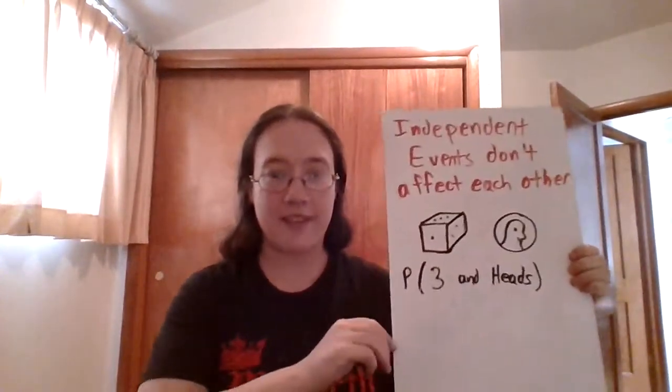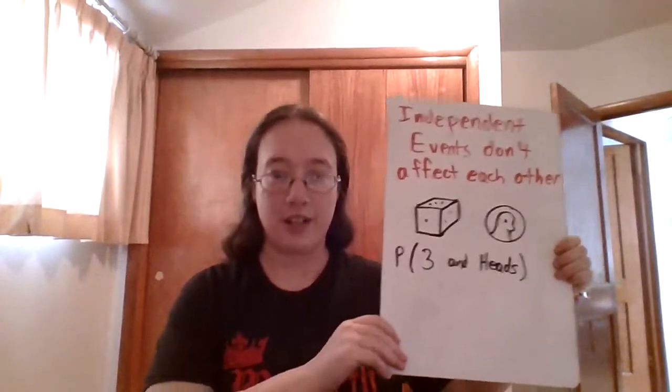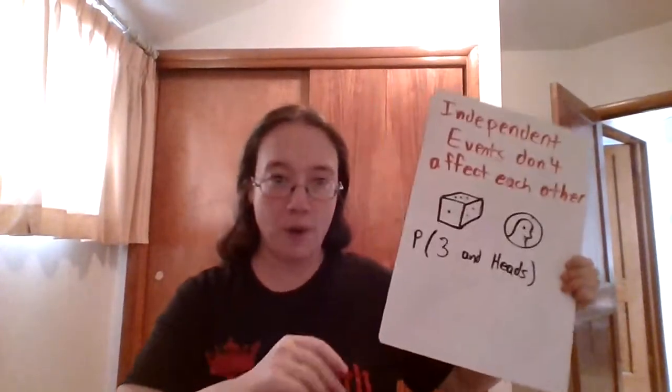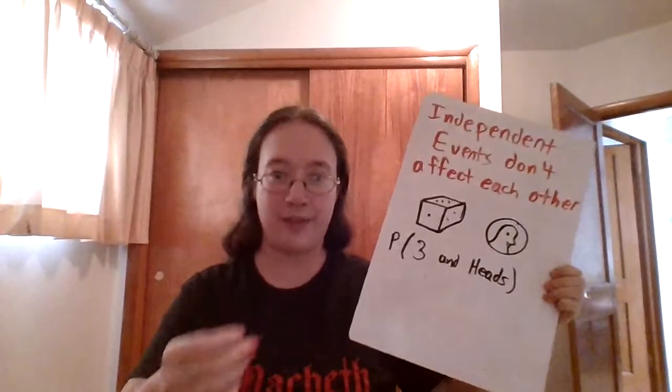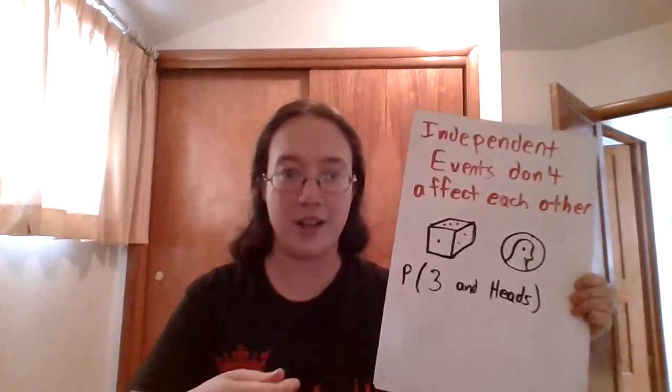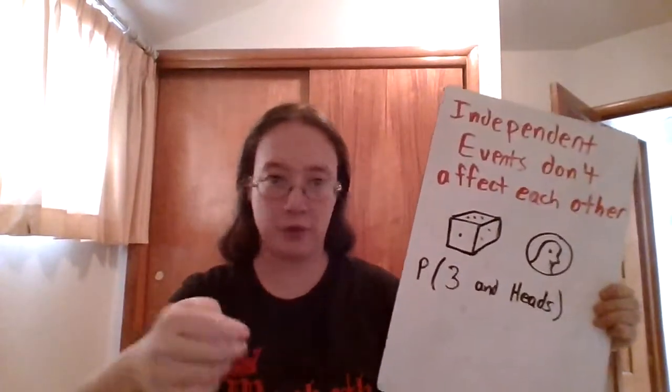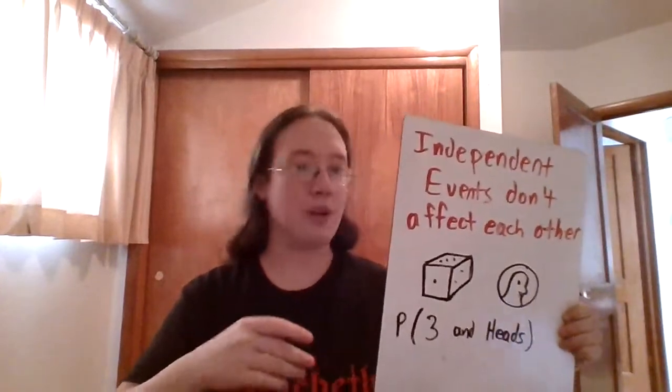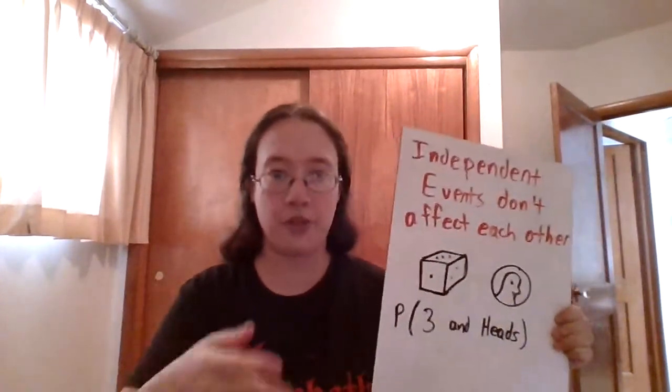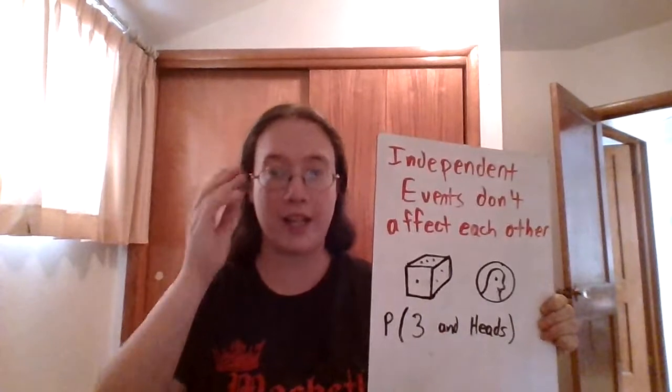Okay, so now, independent events are mostly what we've been dealing with so far, because independent events are events that don't affect each other. Like, if I roll a die and I flip a coin, what I get on the die isn't going to affect whether I get heads or tails on the coin. Or if I flip two coins, those two coins aren't going to affect each other. Or if I roll three dice, what I get on those three dice isn't going to affect any of what I get on the other dice.